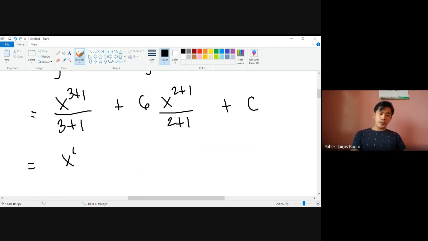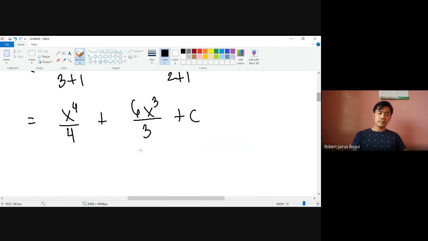So x raised to 4 all over 4 plus 6x cubed over 3 plus C. So, pwede pang i-simplify. 2x cubed plus C.